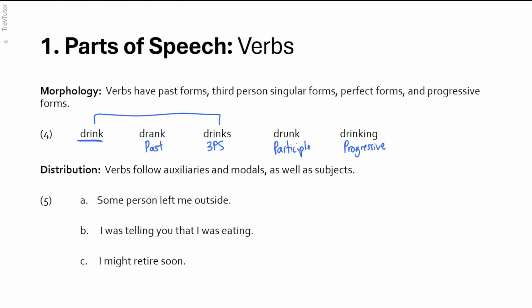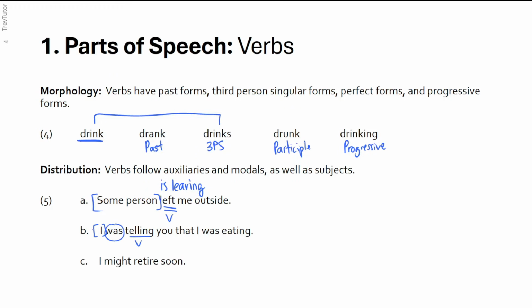Now, specifically, verbs appear after subjects. So if we say some person left me outside, well, left is the main verb here. And you could say some person is leaving me outside. So we could also change the form to a progressive. I was telling you that I was eating. So I is the subject. Telling is going to be a verb here.